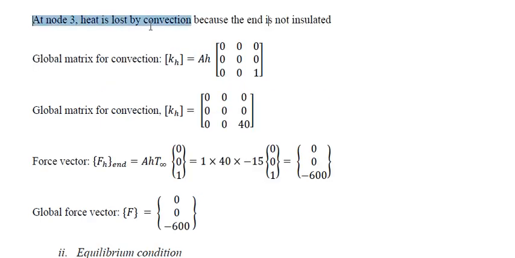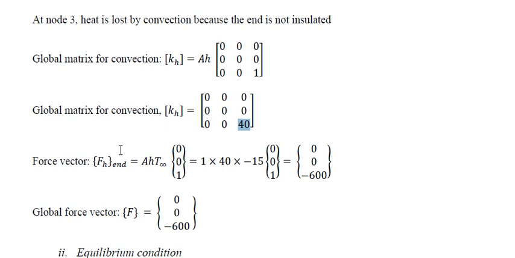Now node 3 is subjected to free end convection. I will write the 3 cross 3 matrix directly. I will write 1 here because the right end is having free end convection. What is that? Area into H. H is given as 40, and area is 1, so I will give 40 here.